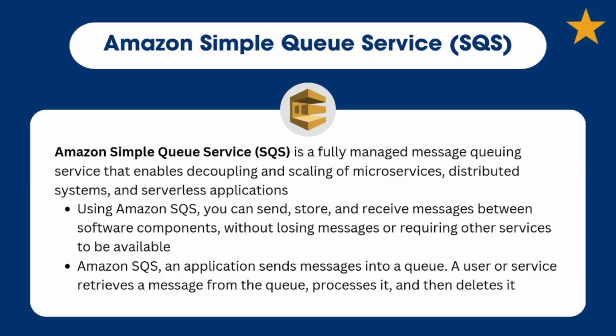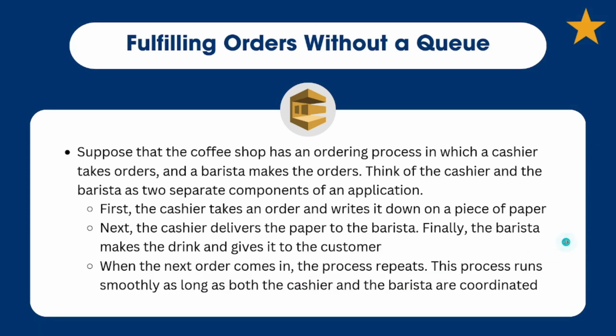And we're going to look at the coffee shop example to kind of explain how that works. So in SQS, an application sends messages into a queue. A user or service retrieves a message from the queue, processes it, and once the message has been processed, we don't need it anymore. We'll delete it.